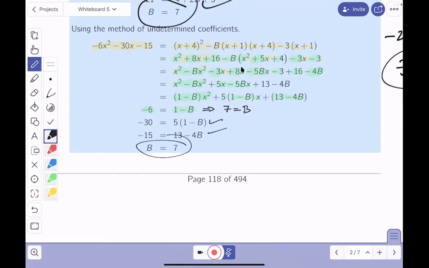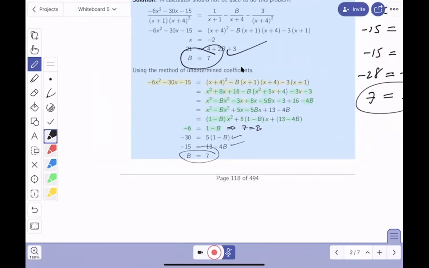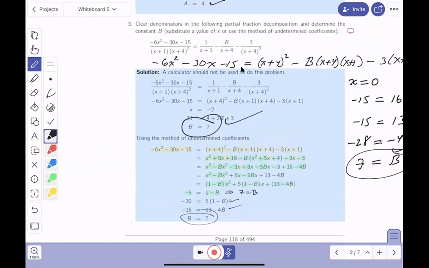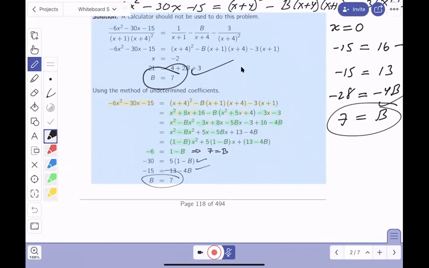So b is 7 in every single case, by the way. Now, again, I actually prefer the first method. Here's the deal though. The first method doesn't always work. Sometimes you have to go back to equating coefficients. There's nothing wrong with that. Make sure you know both. This is traditional when you do undetermined coefficients. It's really the traditional method of doing it.